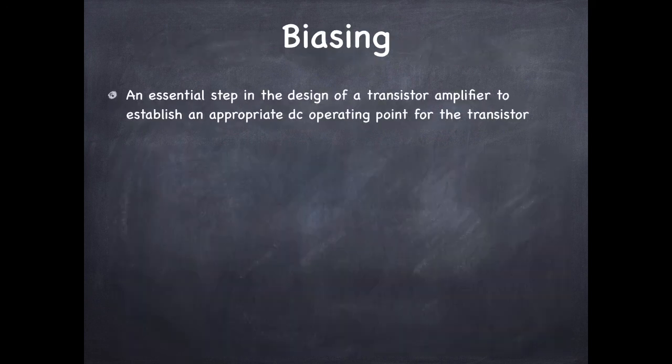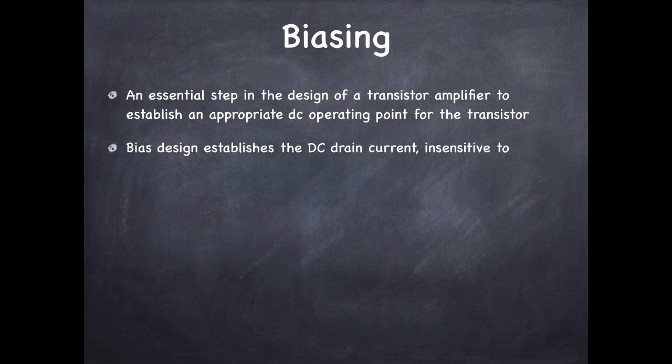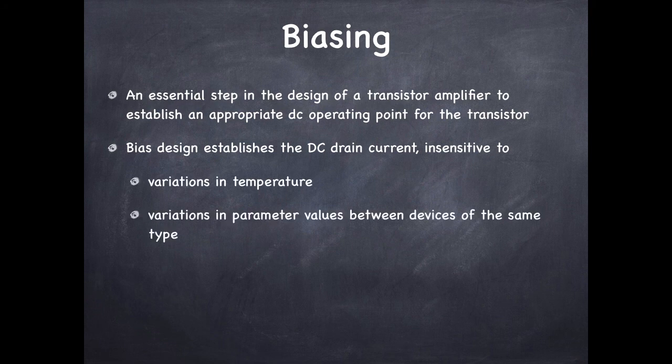So an essential step in the design of a transistor amplifier is the establishment of an appropriate DC operating point, and this step is called the biasing or the bias designing. This aims to establish the drain current which is predictable, first thing, and secondly it is insensitive to variation in temperature, and to variation in parameter values between devices of the same type.